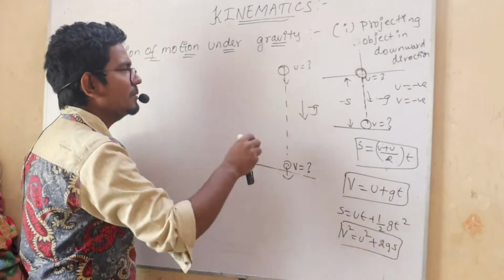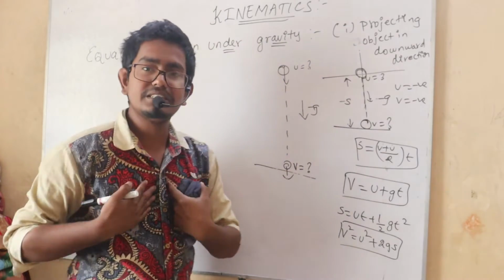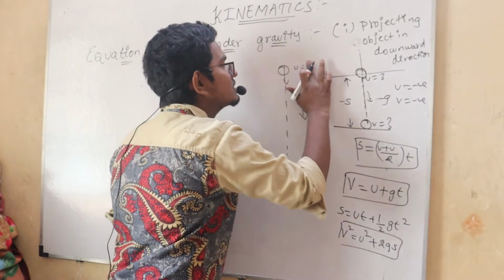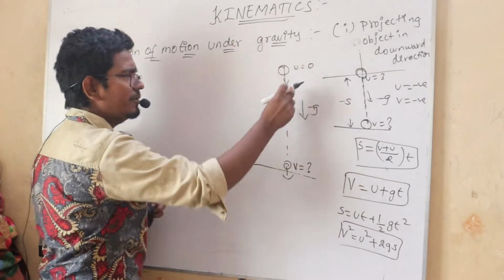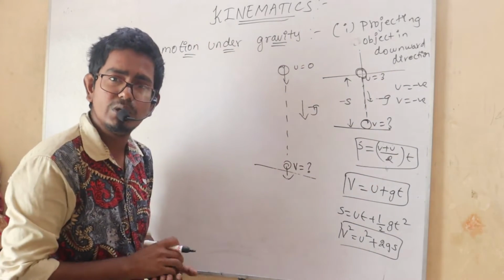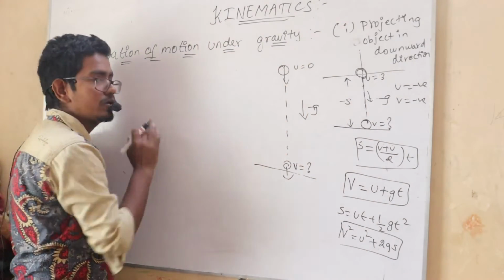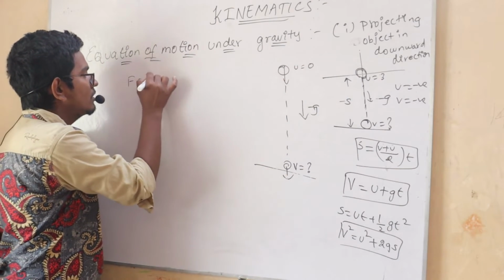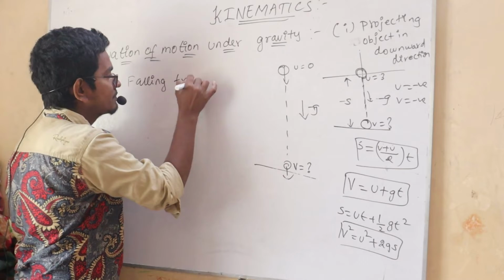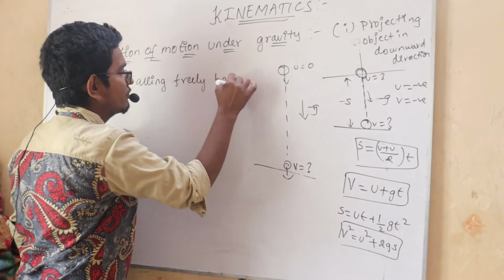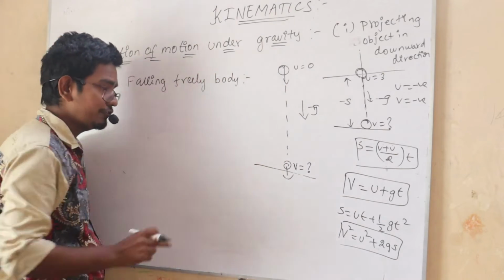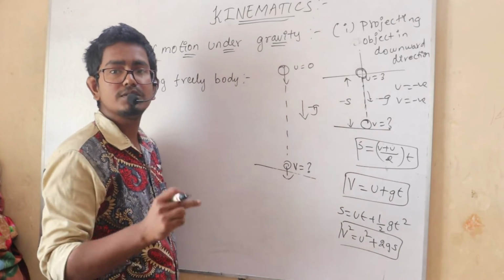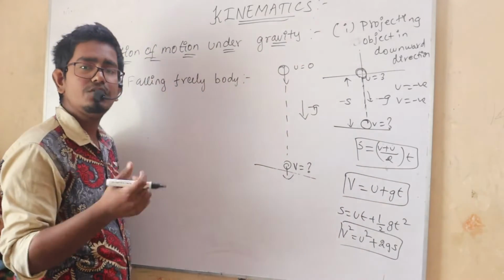Right? So here I am just leaving the body. That means I am not giving any initial velocity, so my initial velocity is going to be 0. Whenever my initial velocity is 0, the object which is falling down is known as a freely falling body. So for a freely falling body, we just have to substitute 0 instead of u, because my initial velocity is 0.